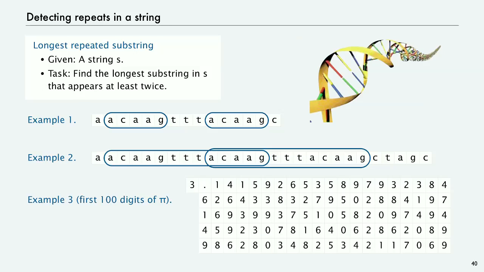Here's the first 100 digits of pi. Are there long repeats in that? In this case, not too many. The longest repeat in the first 100 digits of pi is just 3. So those are some examples to illustrate this problem.